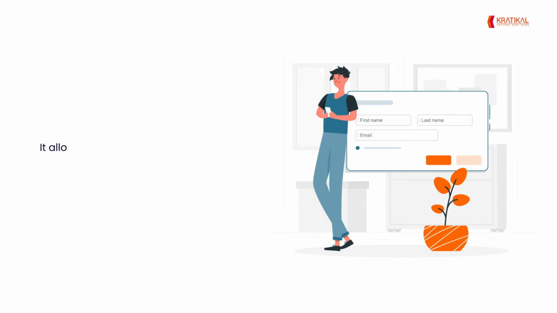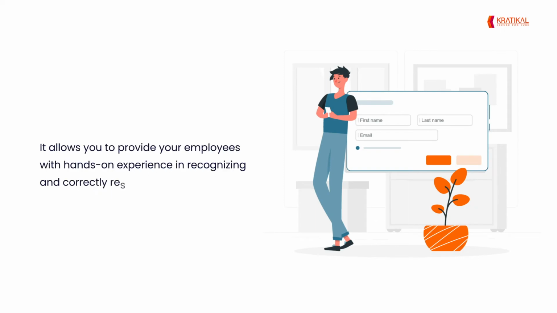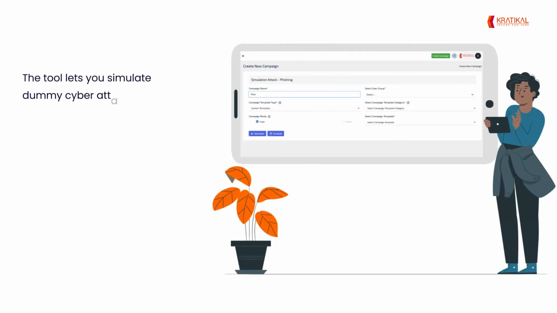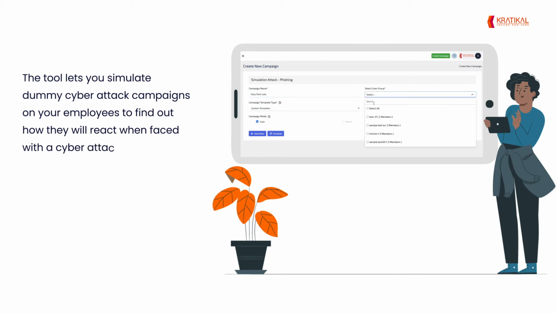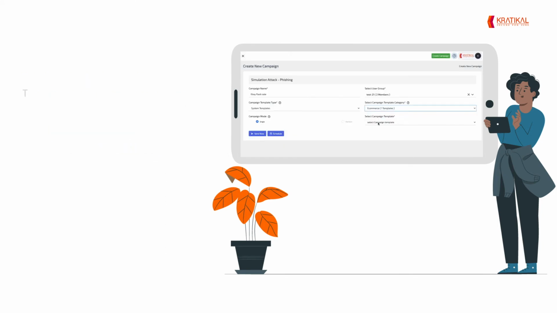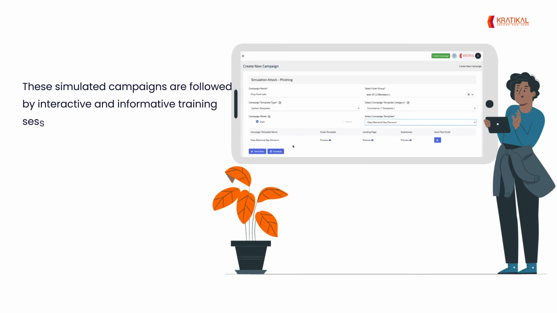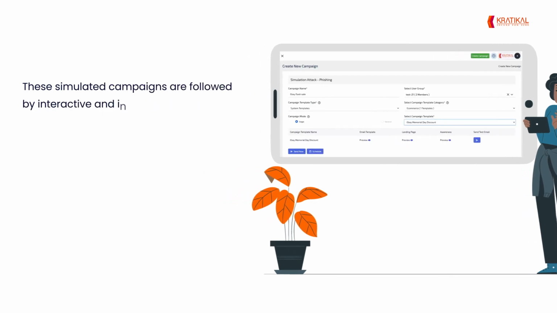It allows you to provide your employees with hands-on experience in recognizing and correctly responding to cyber attacks. The tool lets you simulate dummy cyber attack campaigns on your employees to find out how they will react when faced with a cyber attack attempt. These simulated campaigns are followed by interactive and informative training sessions.